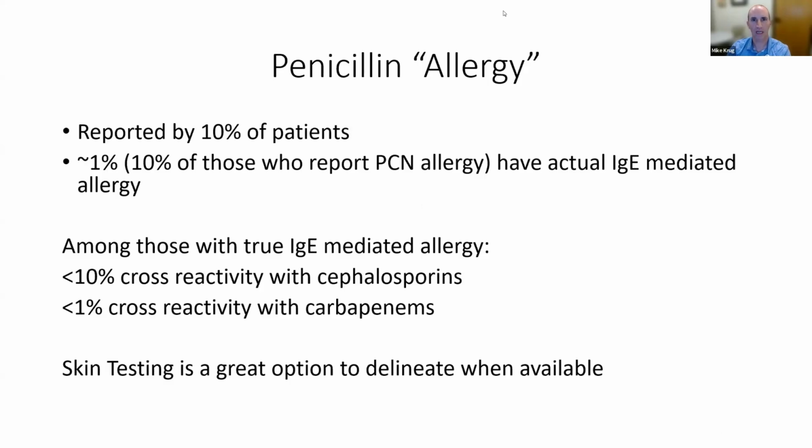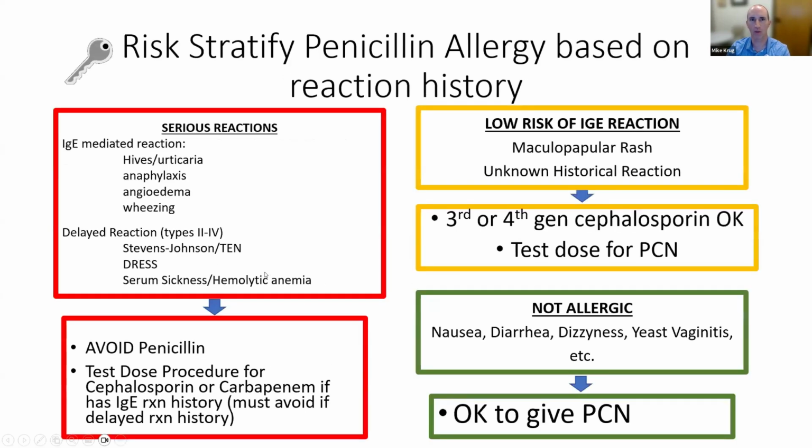So to remind you, penicillin allergy is reported by 10% of patients, but only 1% of patients actually have a true IgE-mediated allergy. So that's 10% of those who report the allergy. Among those who have that, there's a less than 10% cross-reactivity with cephalosporins and a less than 1% cross-reactivity with carbapenem. So in this case, penicillin allergy using a cephalosporin, unlikely this patient has it, and then if they had it, less than 10% chance they would react to the cephalosporin, carbapenem even less. You can use skin testing when it's available. It's almost never available. Certainly not in the hospital urgently.